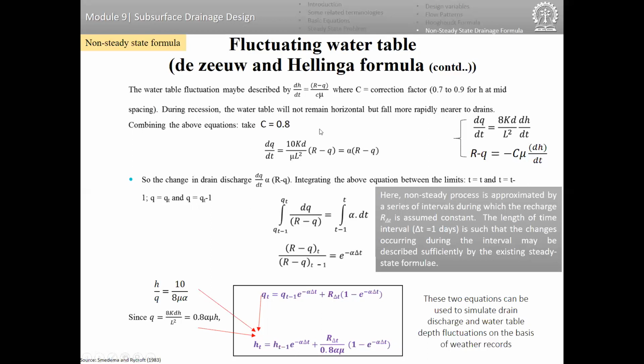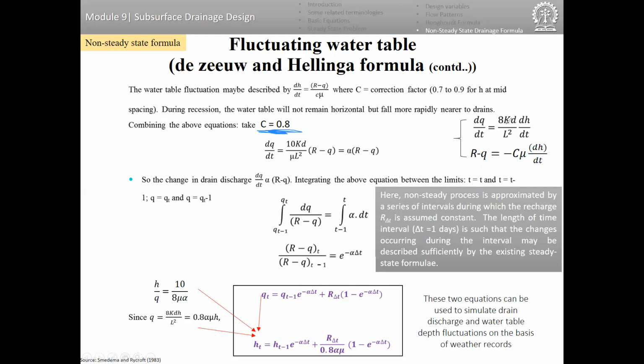So during recession, when we talk about recession, the water table will not be horizontal, but it will fall. It will fall more rapidly near the drain. So this is the drain, and near the drain it will fall more rapidly. So we can assume a correction factor C here, approximately equal to 0.8, which is suggested by Dzu and Hellinga. So we can substitute the value of C equal to 0.8 here.